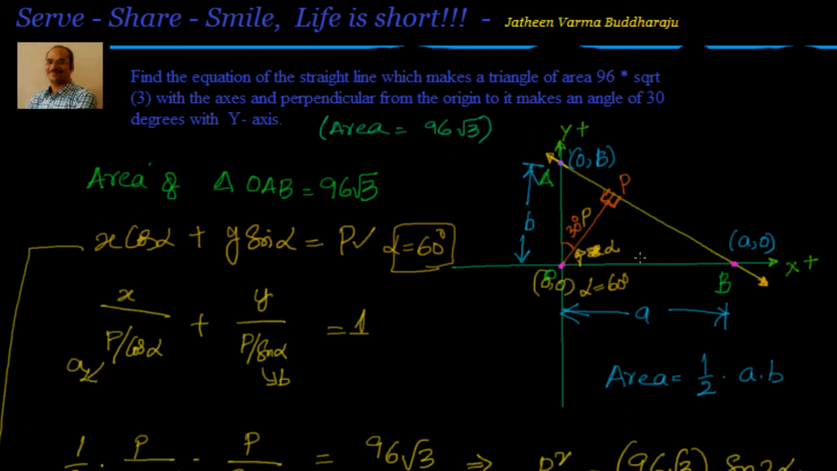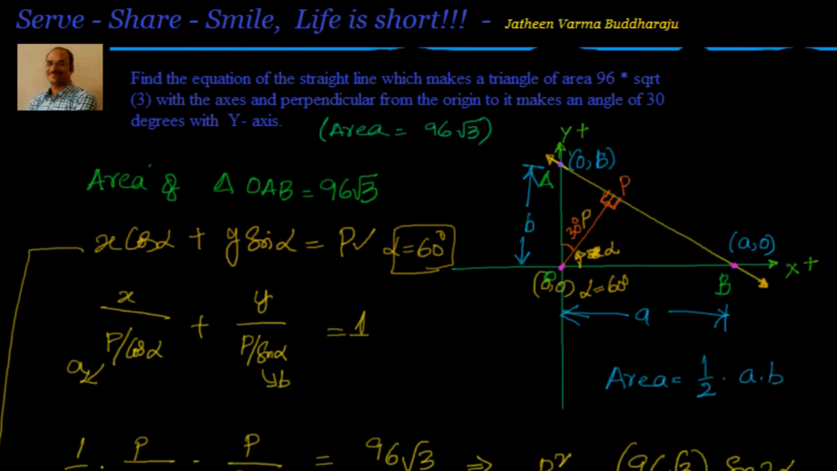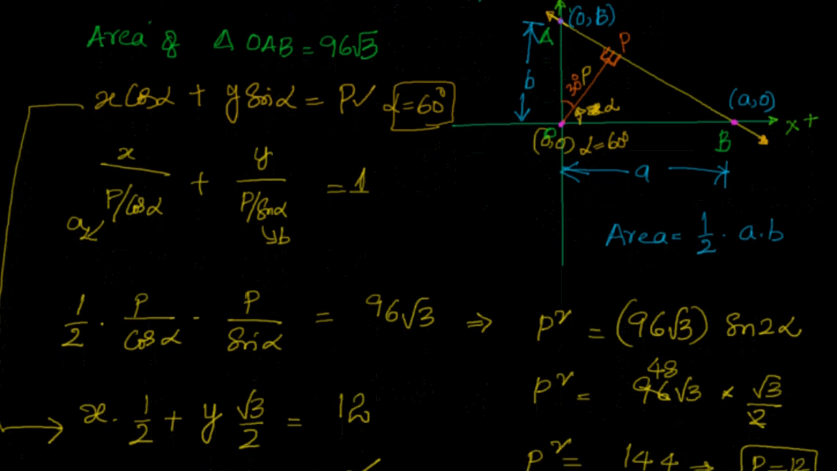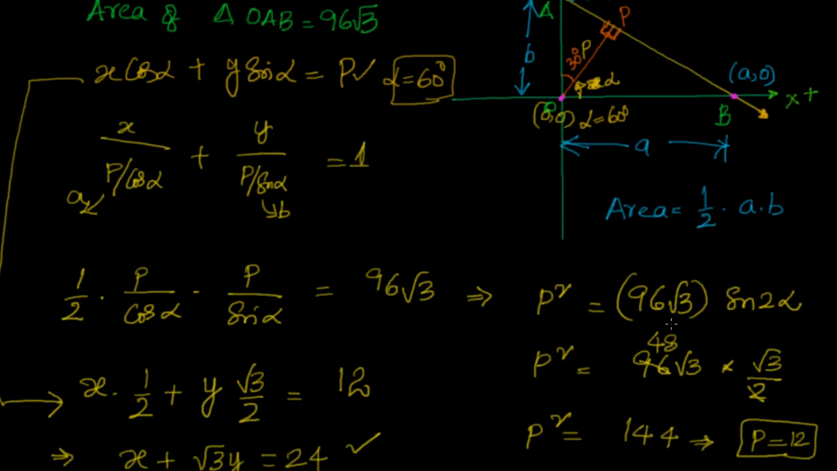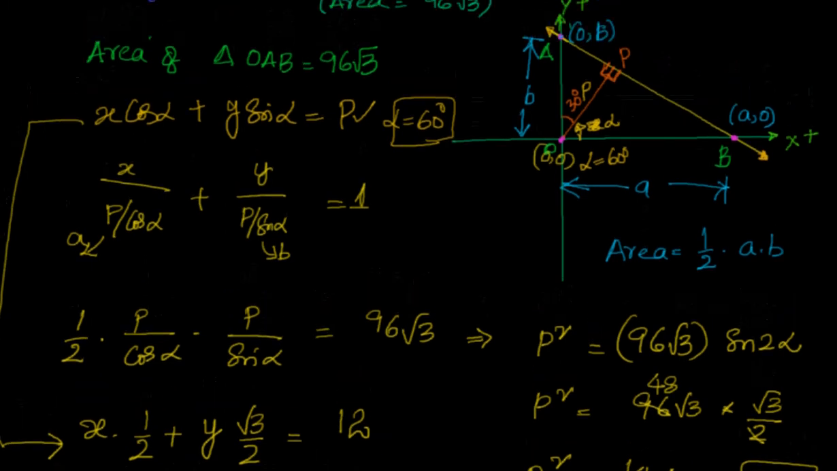Since we want to use the normal form, we start with x cos alpha plus y sin alpha equal to p, and if we take a, b as intercepts, we know that the area is half into a into b, but a is p by cos alpha and b is p by sin alpha. You can see that. So if you substitute that and find the value of p, you can directly substitute it in x cos alpha plus y sin alpha equal to p.